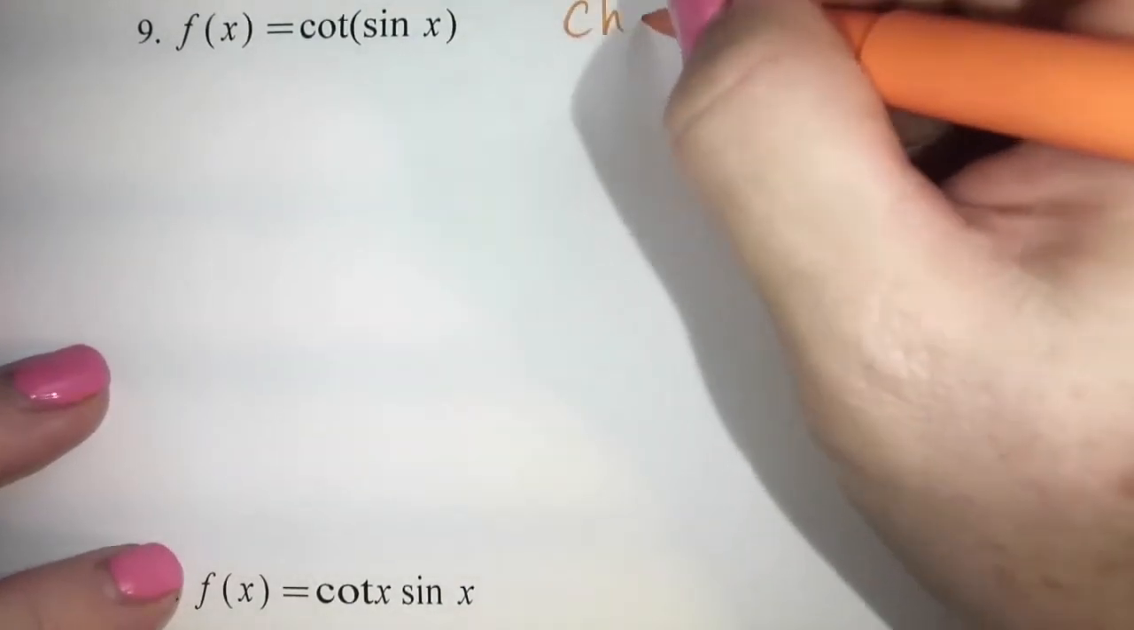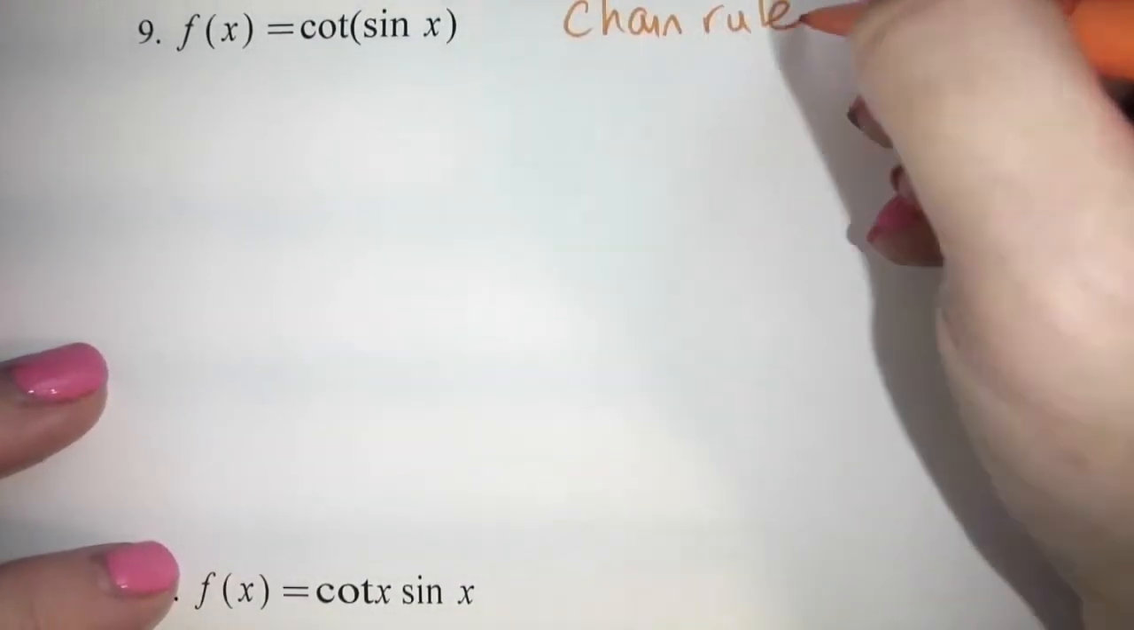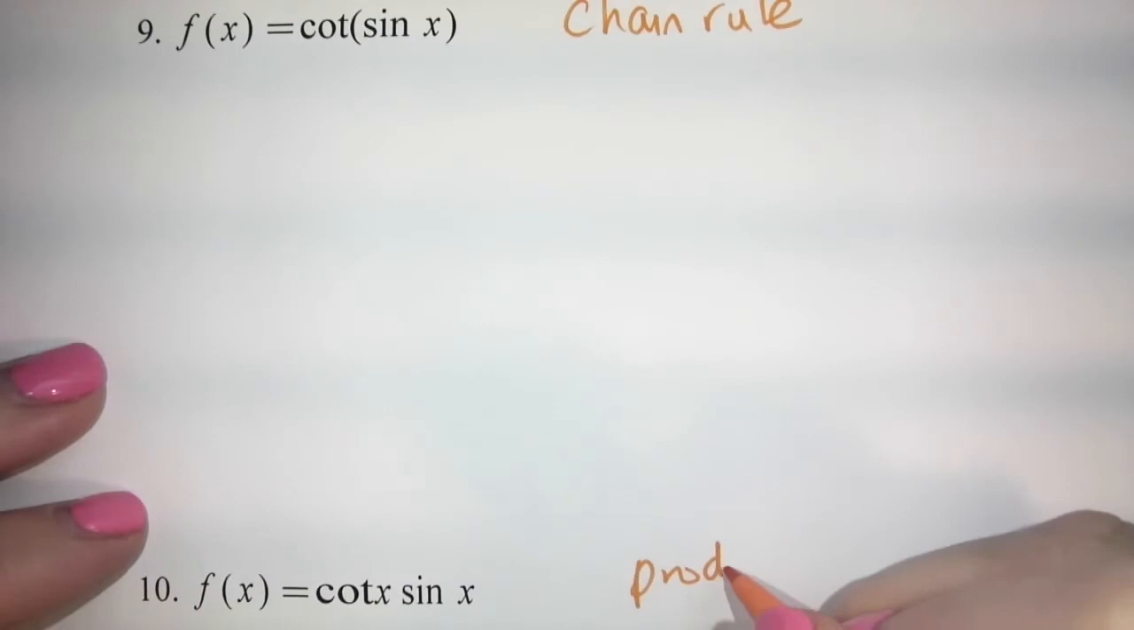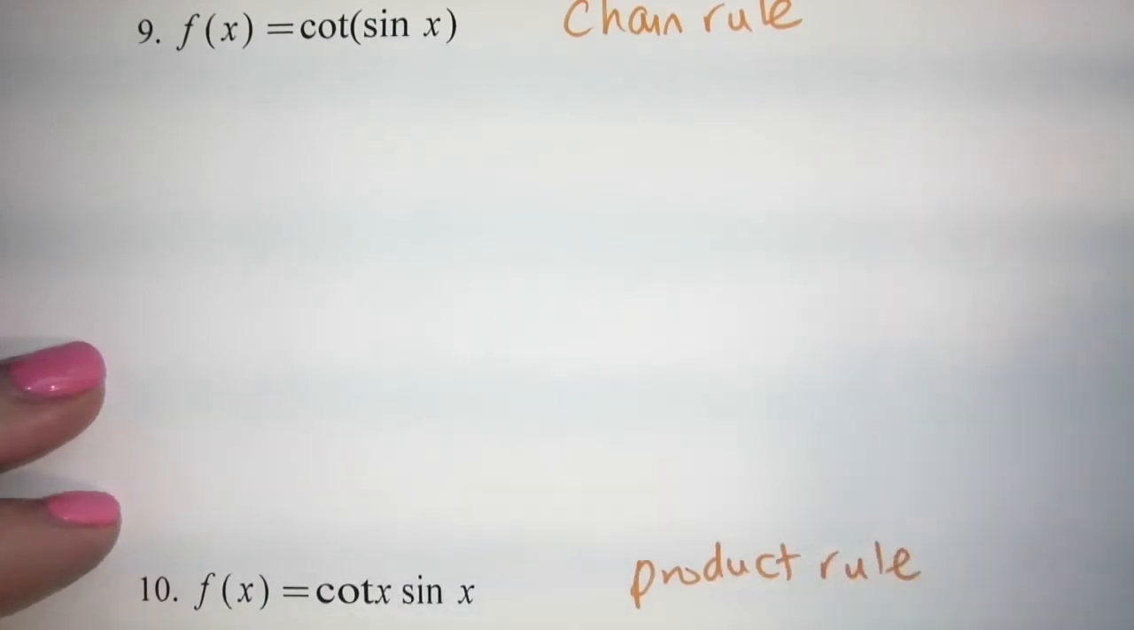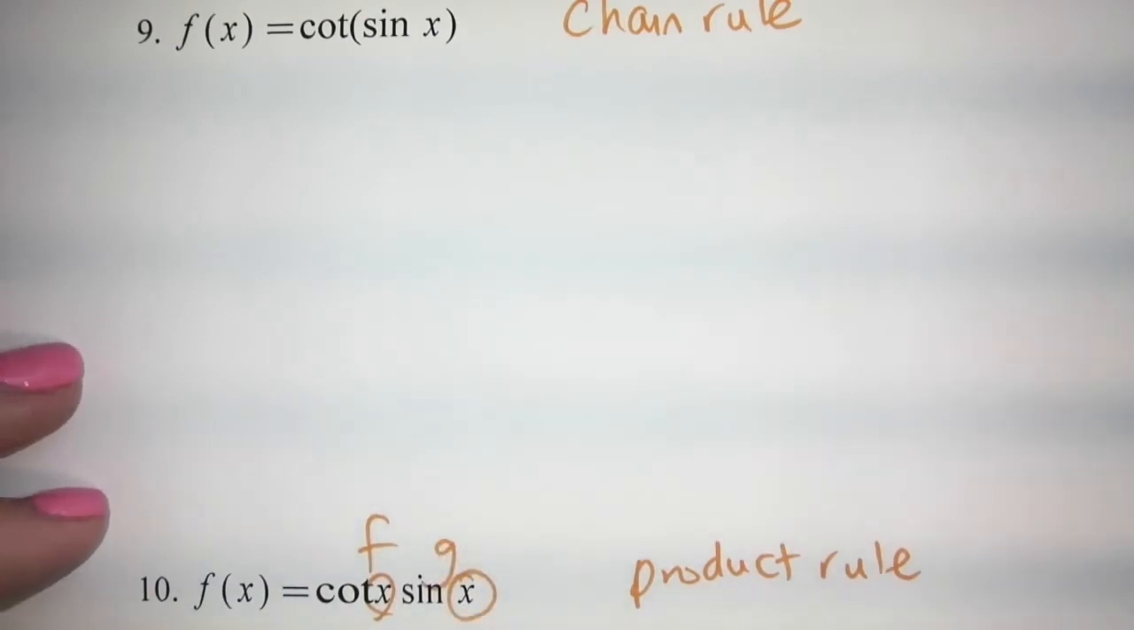Okay, I want to show you 2 questions that look really similar, but they're very different in terms of their derivatives. So I want you to ask yourself here, what's the difference between the derivative of number 9 and number 10 here? How are they different? Well, number 9 involves only the chain rule. There's no x with that cotan. But number 10 involves the product rule because they both have an x. So this one has an x, this one has an x, so this is our f and g.